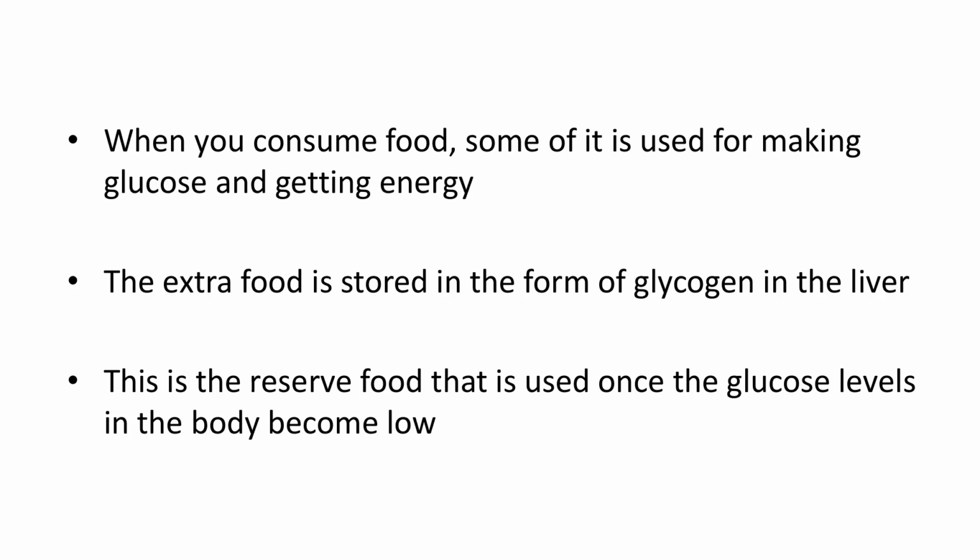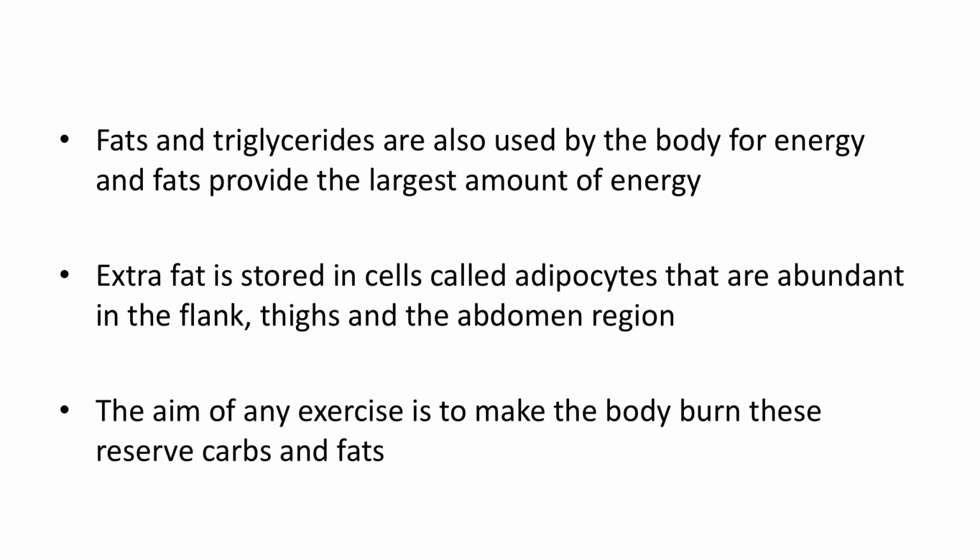When you consume food, some of it is used for making glucose and getting energy. The extra food is stored in the form of glycogen in the liver. This is the reserve food that's used once the glucose levels in the body become low. Fats and triglycerides are also used by the body for energy, and fats provide the largest amount of energy. Extra fat is stored in cells called adipocytes that are abundant in the flank, thighs, and the abdomen region.